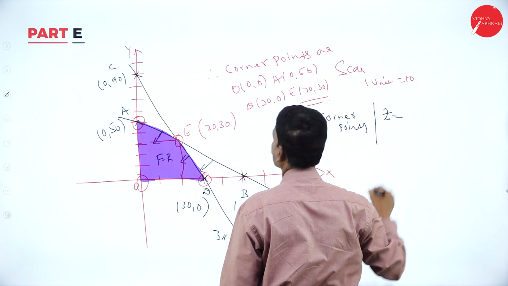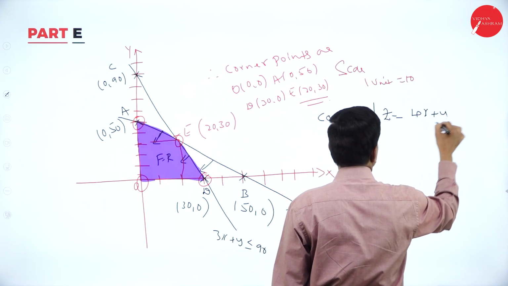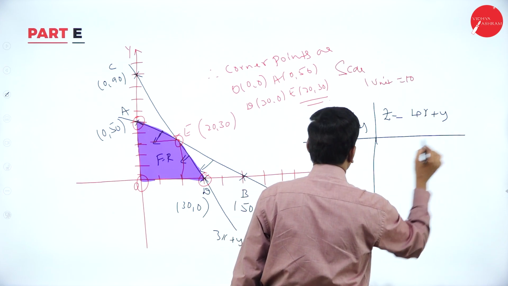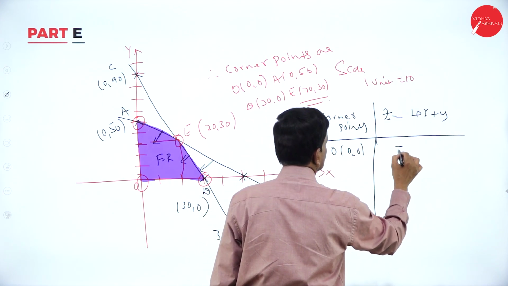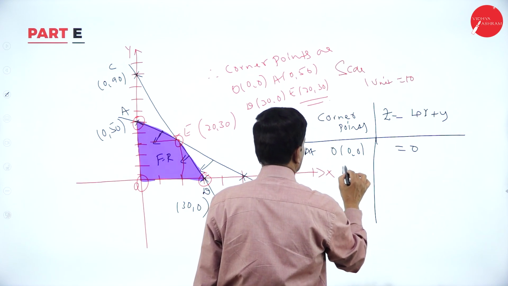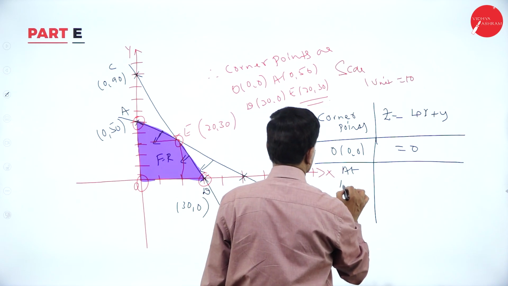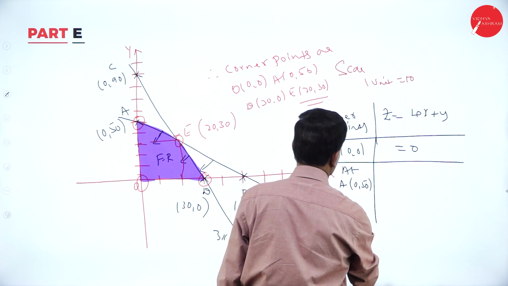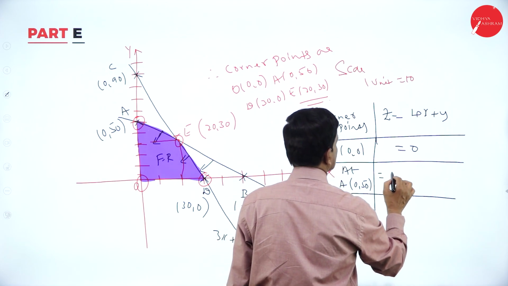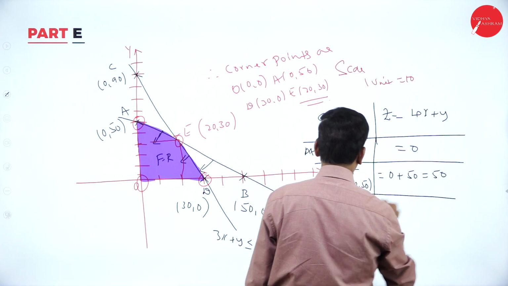And Z is equal to, what is given? 4x plus y. Now, at 0 comma 0, this is 0. Right. At the second point, what is the second point? A, 0 comma 50. How much will you get? So, this is 0 plus 50, that's equal to 50.